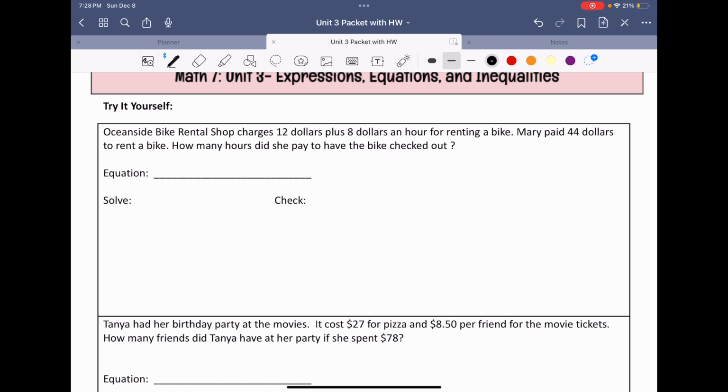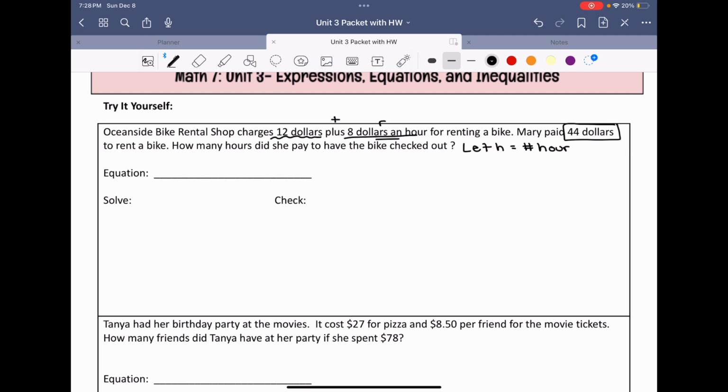All right, the first thing we're going to look at is our total. It says she paid $44 to rent the bike. That's our total. The bike rental shop is $12 plus $8 an hour. So this $12 is our constant, plus $8 for every hour, per hour. That's our rate. How many hours did she pay? Well, that's what we're trying to find. So we need a let statement. I'm going to put it up here. Let H equal number of hours.